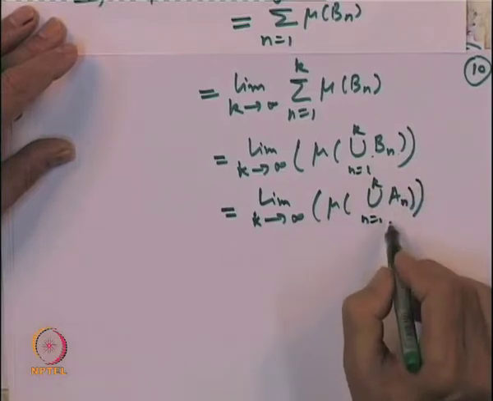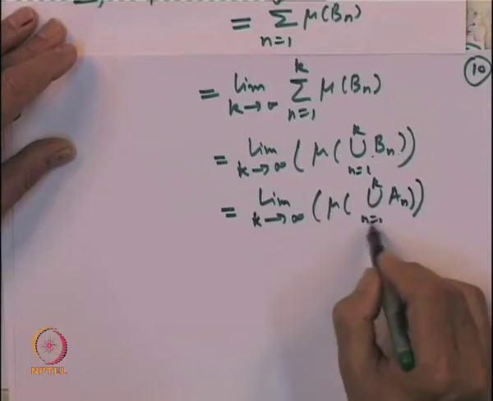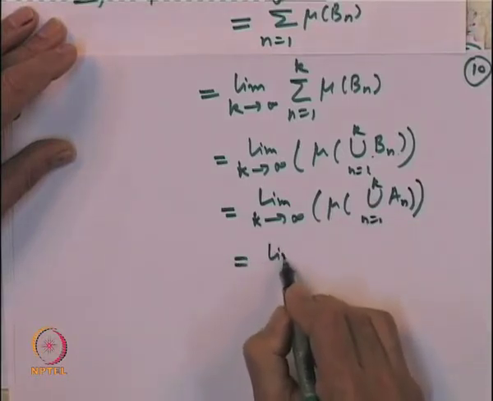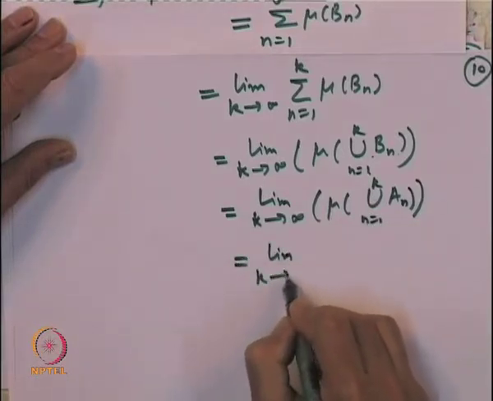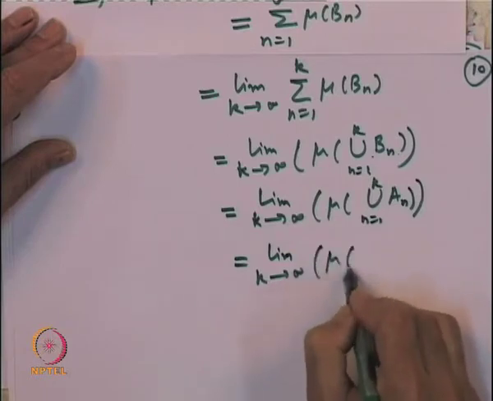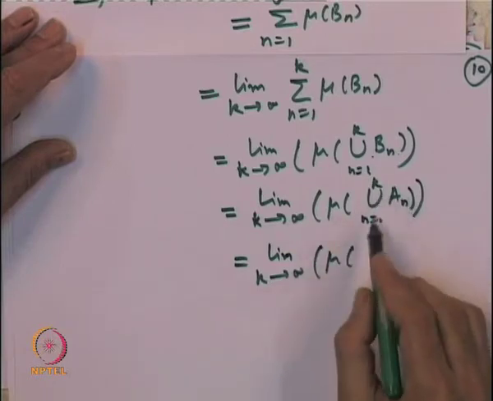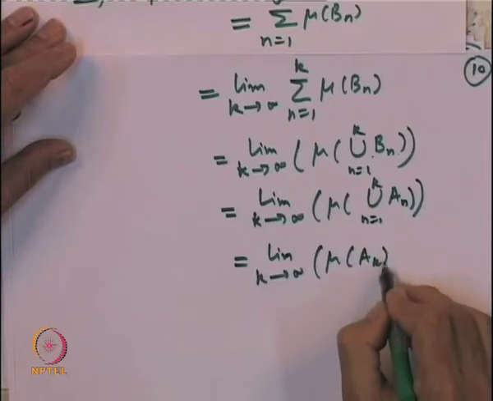But note, we have not used anywhere the fact that the A n's are increasing. So, since the A n's are increasing, what is this union? This union is precisely mu of the largest set, that is A k. So, that is mu of A k.